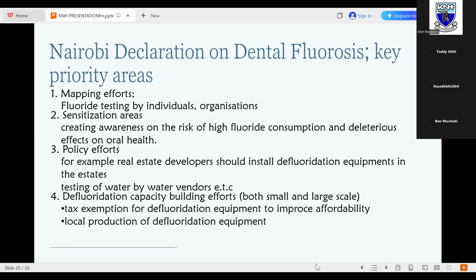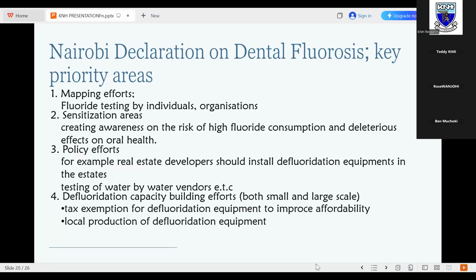We need to have policy efforts. For example, real estate developers are all sinking boreholes in order to provide water. But the question is, these homes are killing dreams. These homes that people are buying are just destroying smiles, future generations and even our bodies. So we really need to have policy that safeguards someone, even if you don't know about fluoride. Then the policy efforts that really protect Kenyans.